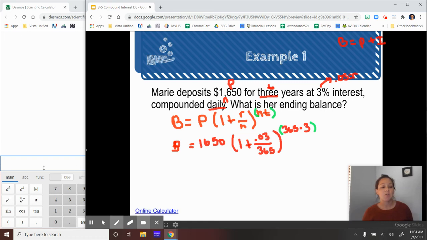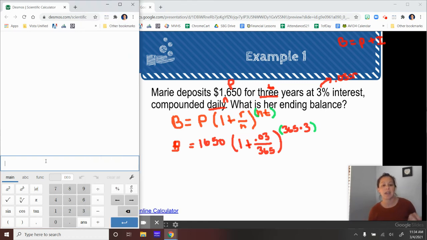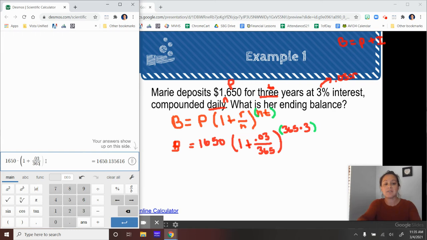And so I'm going to go ahead and go over to Desmos over here so you can see how I would put that in. Literally with the Desmos online calculator, how you see it is exactly how you would type it in. So I'm going to do 1650. I'm going to multiply times the quantity 1 plus 0.03 divided by 365. So notice it dropped it underneath it for me.